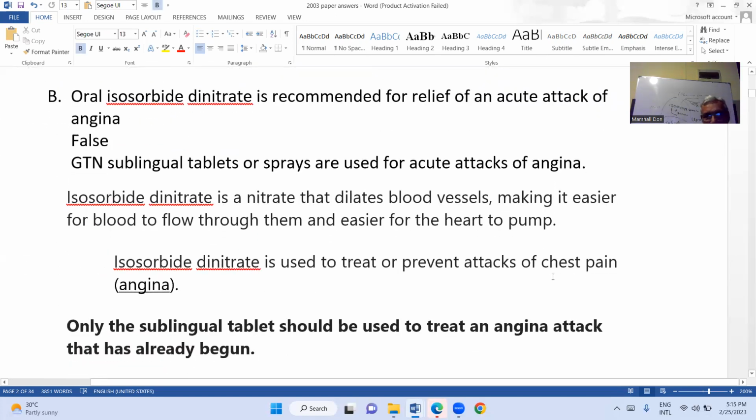Oral isosorbide dinitrate is recommended for relief of an acute attack of angina. In an acute attack, you can't use isosorbide dinitrate or isosorbide mononitrate because that drug has to go to the stomach and absorb into the body. So only GTN, sublingual tablet or spray, is used in an emergency. GTN tablet or GTN spray are the two drugs that can be used in an anginal attack.